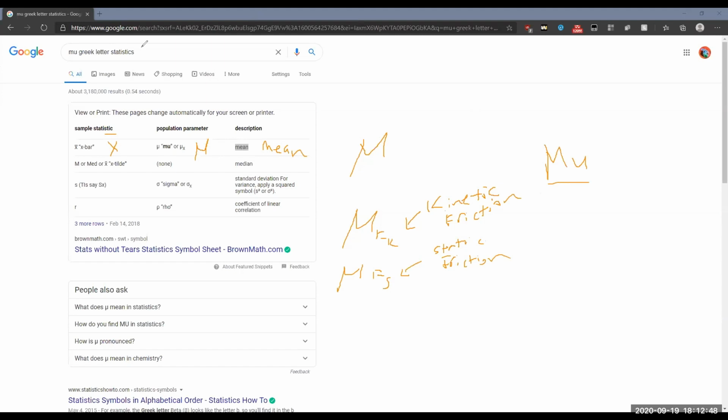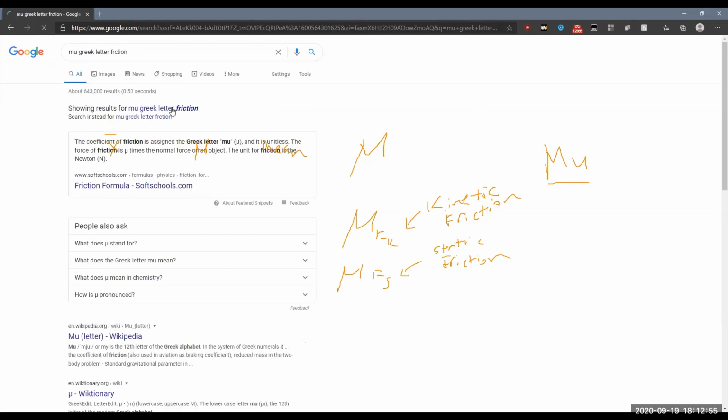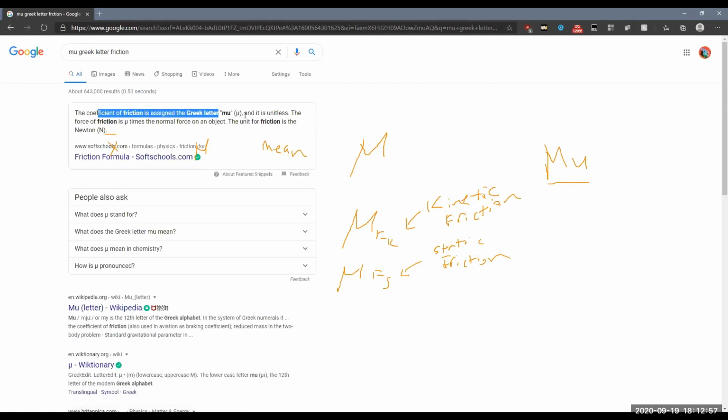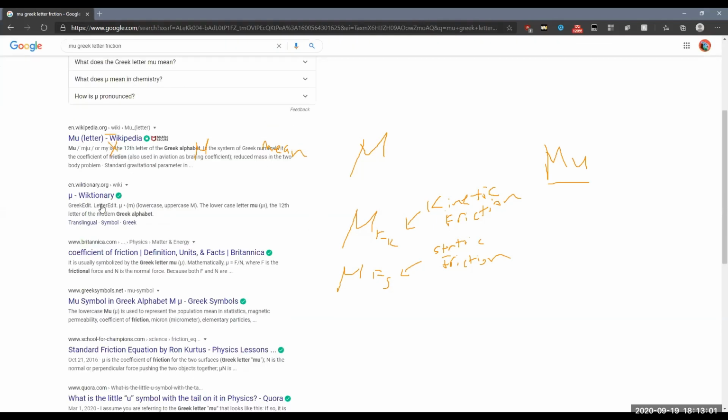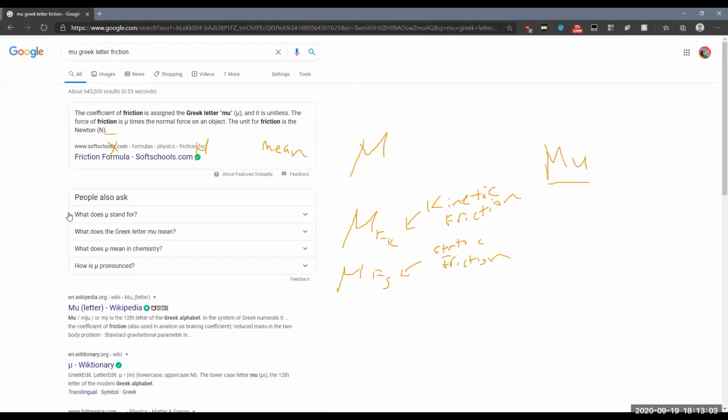But yeah, I'll look it up for you. Look, mu Greek letter friction. I spelled friction wrong. The coefficient of friction is assigned the Greek letter mu, and it's unitless. Look at that, see? So mu has lots of uses. It's just a symbol.